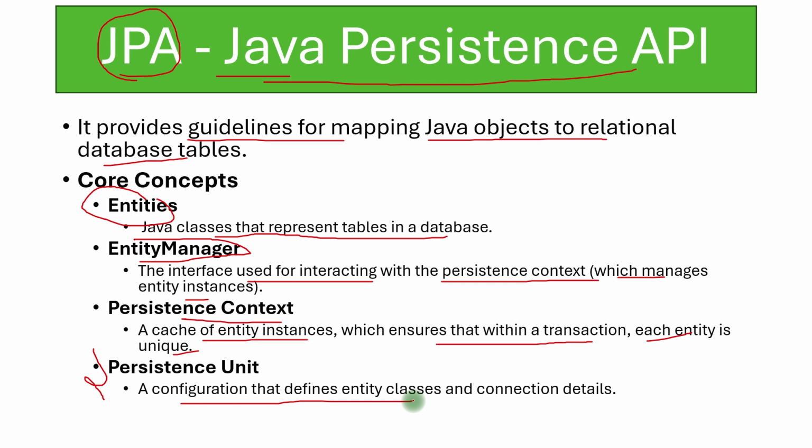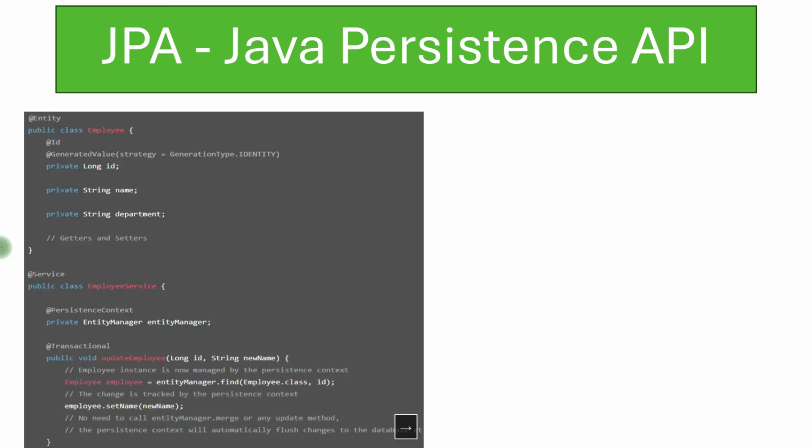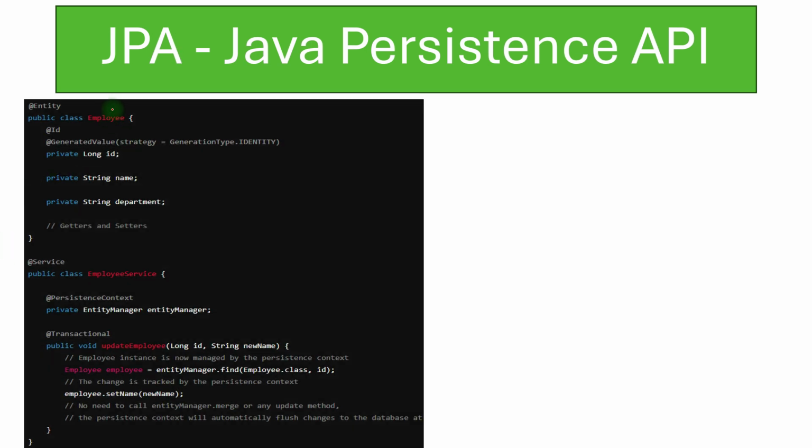So let's see this with an example code. I have taken a screenshot of this one. So let's say this is the employee class. I have annotated it with Entity, so that marks it as an entity instance, and that is what is mapped with the database table. So inside the database, ID is going to be the primary key attribute. Name and department are going to be the attributes of that table.